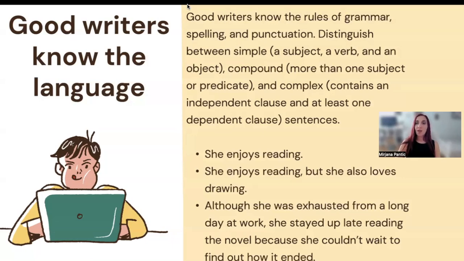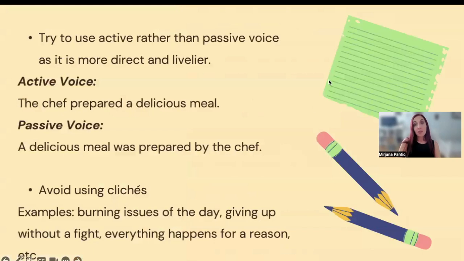So just remember that these three types of sentences are important, and to make our writing lively and good and engaging, we need to combine them: simple, compound, and complex sentences. Now, what other things are important that will immensely improve our writing?